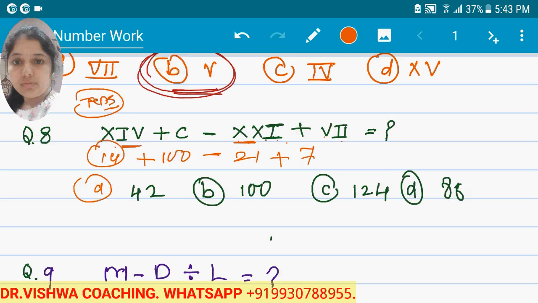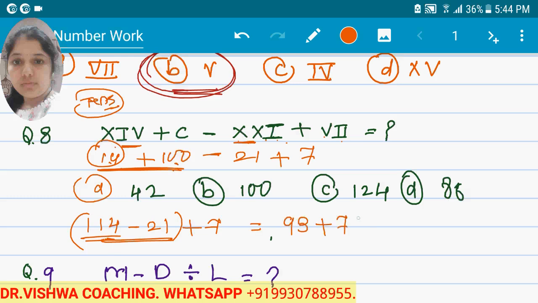Now see, I told you whenever addition and subtraction are there, you can do anything. So you can add first 14 plus 100, it gives you the answer as 114. Now from 114 subtract 21 and then add 7. So 114 minus 21 gives you the answer as 93, plus 7 is equal to 100. So your answer is 100.